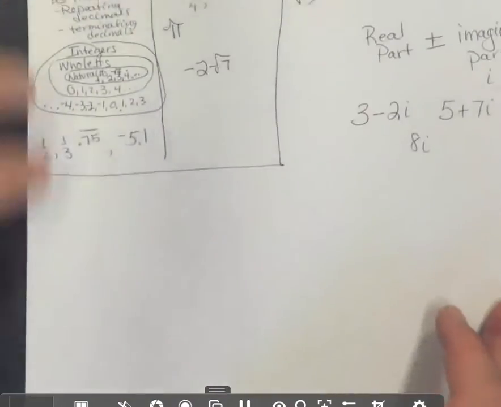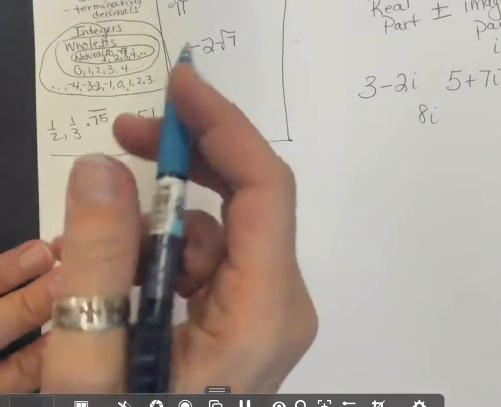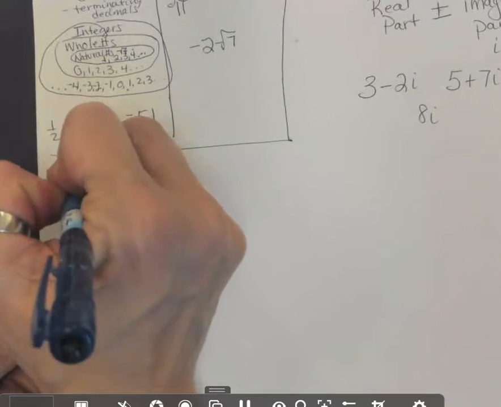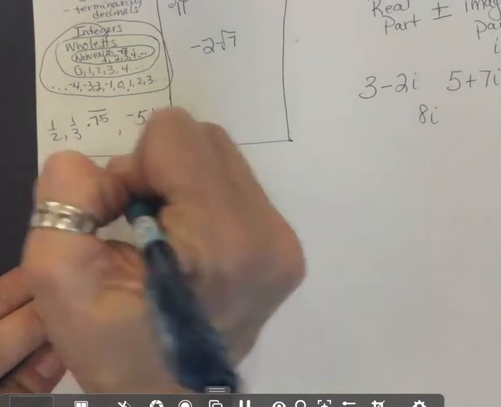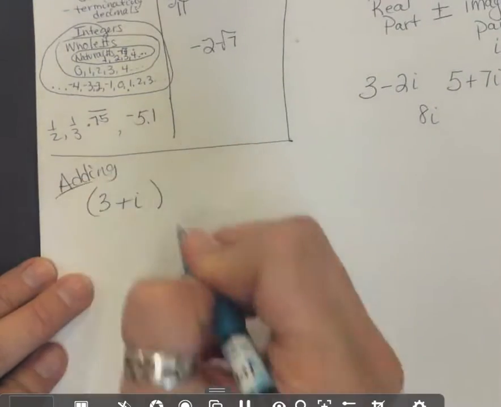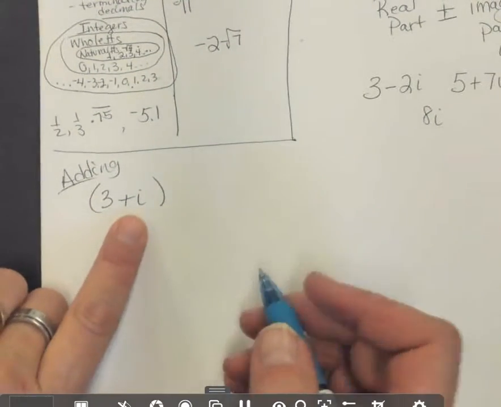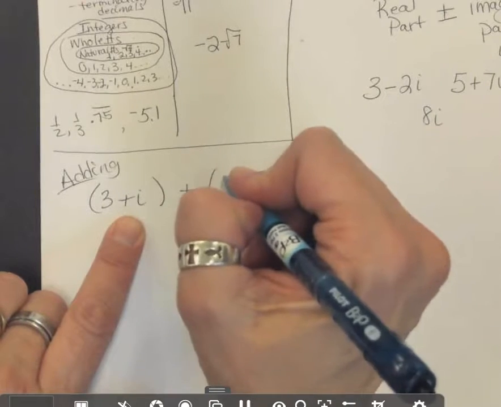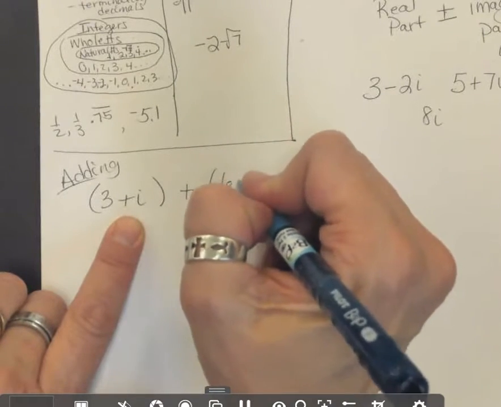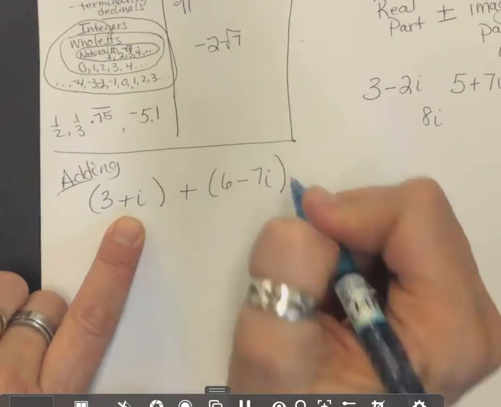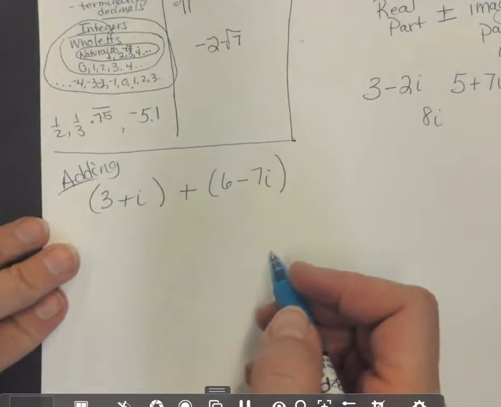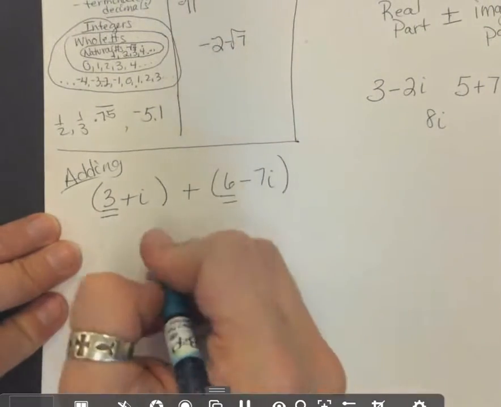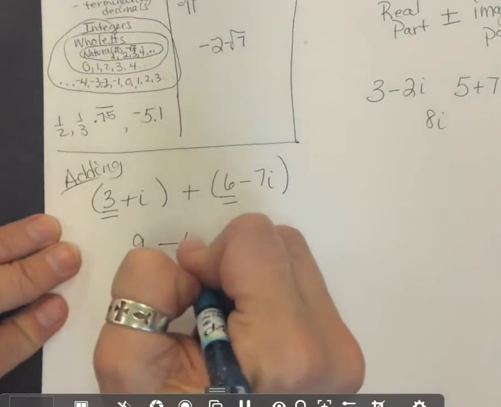Now let's take a look at the complex numbers, though. If I wanted to add 2 complex numbers, say I wanted to add 3 plus i, that's one complex number, has a real and an imaginary part, and I wanted to add to that another one, 6 minus 7i. Well, you add the real parts and you add the imaginary parts. So this is just like combining like terms. So I'd have 9 minus 6i.